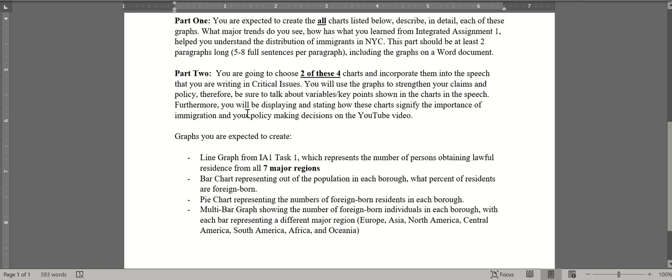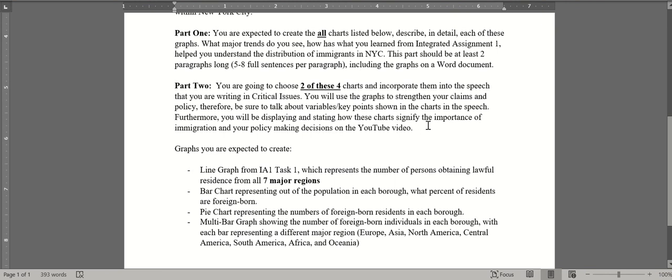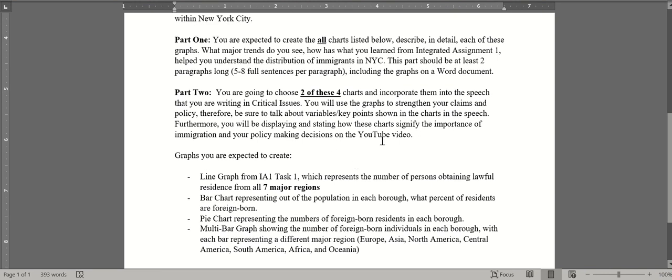And since you're going to be talking about them in your speech, I want you to display them and state how these charts signify the importance again of immigration on the YouTube video that you're creating on critical issues. So again, this won't be a second YouTube video. It'll be that same YouTube video that you're creating for critical issues. But in that YouTube video, you need to incorporate two of these graphs.